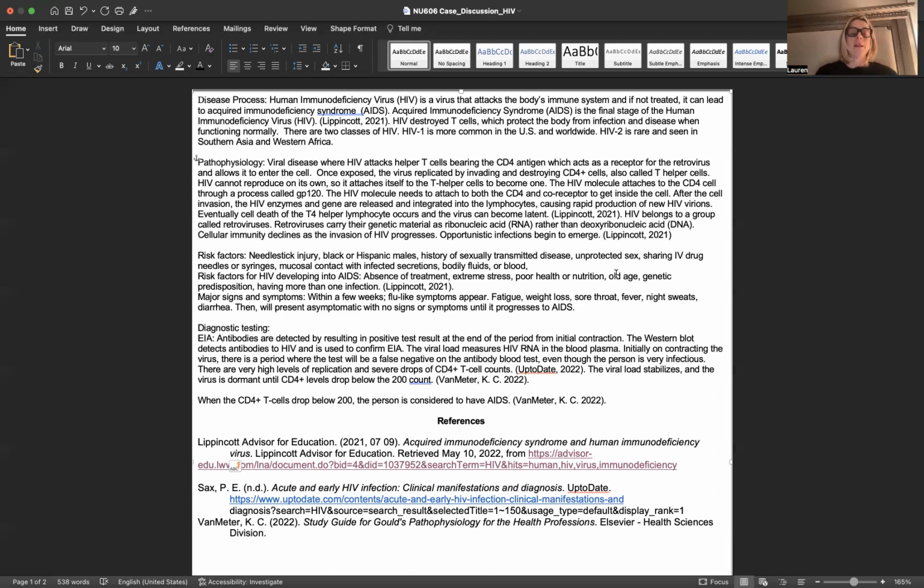There are high levels of replication and severe drops of CD4 and T cell counts. The viral load stabilizes, and then the virus is dormant until the CD4 levels drop below the 200 count, which I want to include. When the CD4 and T cell levels drop below 200, this person is considered to have AIDS.